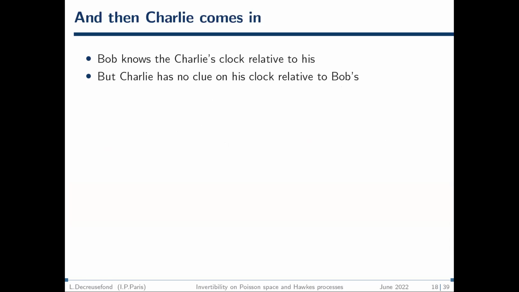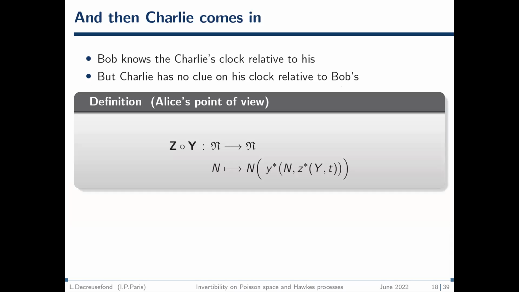Okay. And now you have Charlie. Bob knows Charlie's clock, but Charlie has no clue about his clock relative to Bob's. And now, of course, Alice knows everything. So what Alice knows from Charlie is the composition of the maps Z and Y.